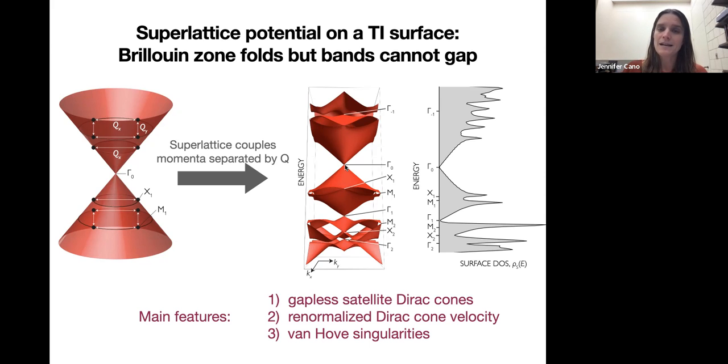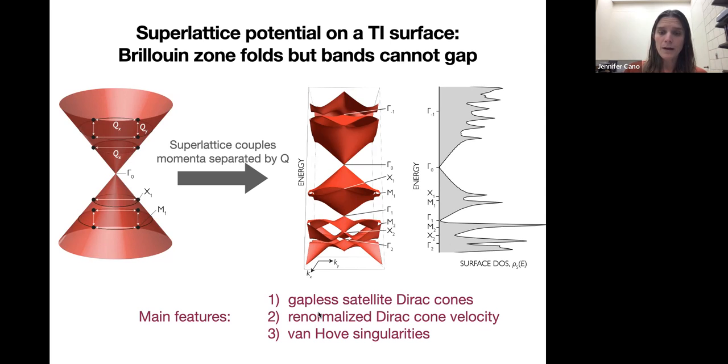Time reversal symmetry protects lots of crossings, and we call these crossings satellite Dirac cones. This is our original Dirac cone, but at other energies, there'll be other places where the bands touch. We label these X1, M1, gamma 1. All these are called different satellite Dirac cones, and they're protected by time reversal symmetry. If you look at the density of states on the surface, you can detect these different satellite Dirac cones by these different dips in the density of states. So the main feature that we get from a superlattice potential on the surface of a TI is gapless satellite Dirac cones. The second feature is you renormalize the Dirac cone velocity.